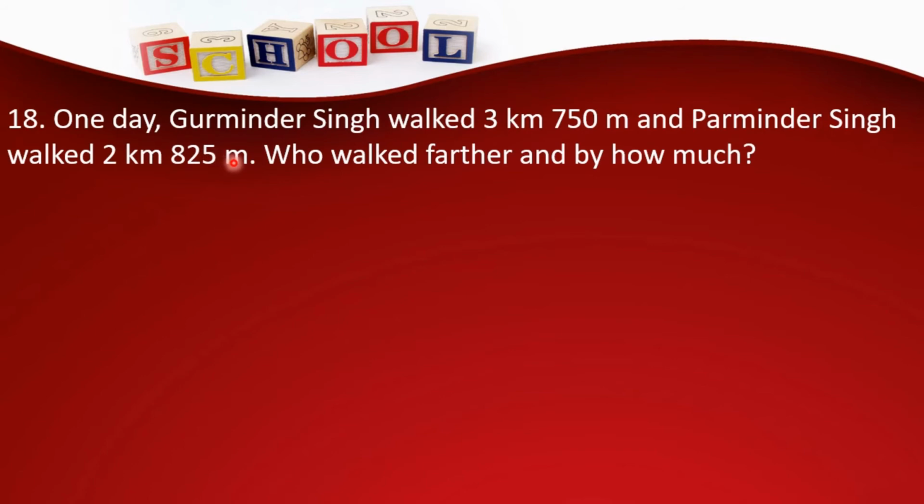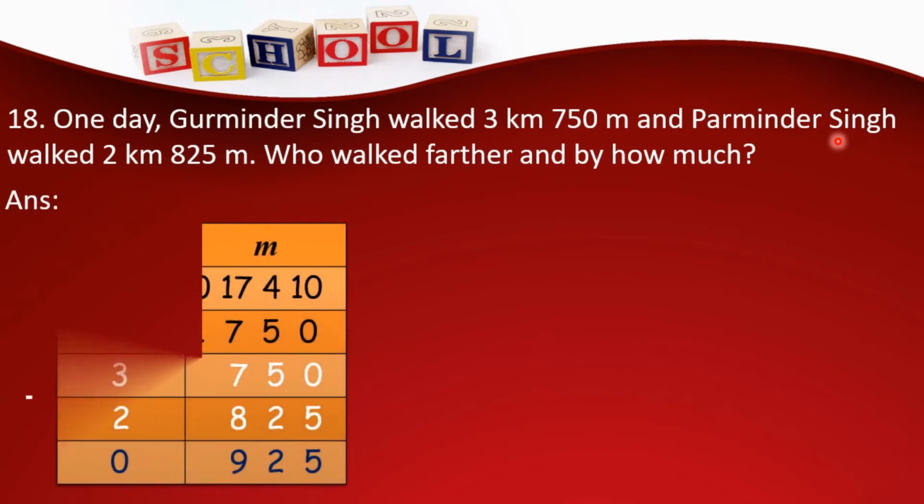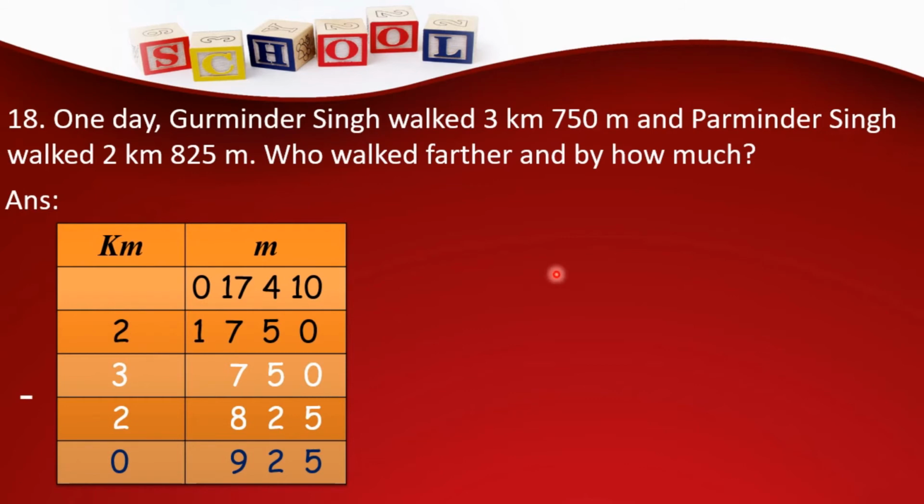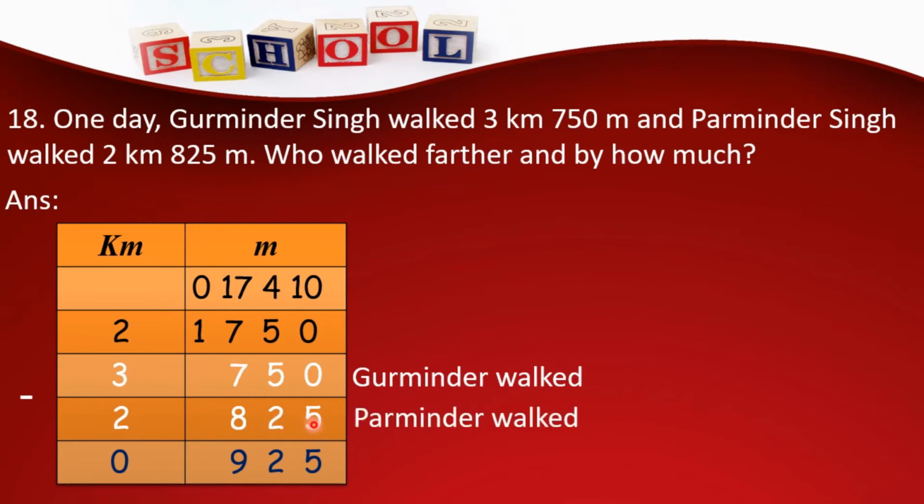Now, by how much did Gurminder Singh walk more than Parminder Singh? Let us know. For this we need to do the subtraction. We know 3 kilometers and 750 meters is the distance walked by Gurminder, and 2 kilometers 825 meters is the distance walked by Parminder Singh. So let us do the subtraction to know by how much Gurminder walked farther than Parminder.